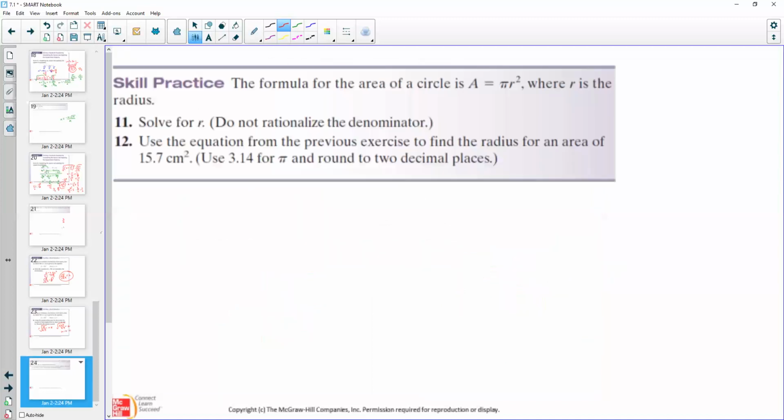All right? You can try this one. Solve for r is the first step, okay? And then find the radius. When you find the radius, the answer is 2.24. See if you can make it work.